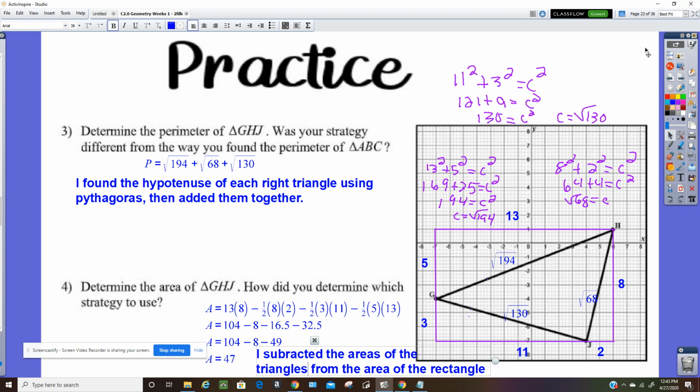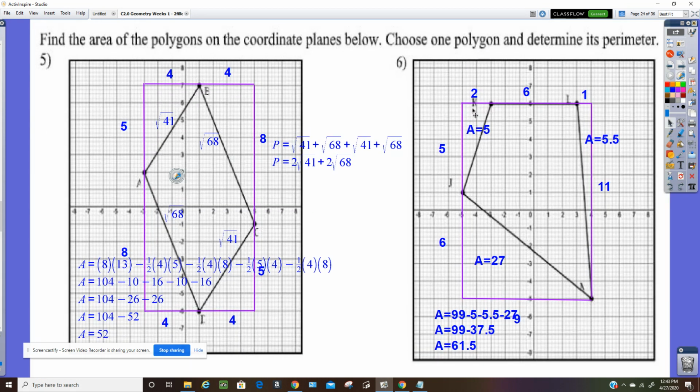Right. So one more page, and then I'll do a second video instead of making one really long video. All right, so find the area of the polygons and choose one polygon to determine its perimeter. So once again, I enclose this parallelogram in a large rectangle here, and then find all the sides here. And so this is the one I chose to do the perimeter. So the way I got these sides is use Pythagoras, and then we'll just add those together.